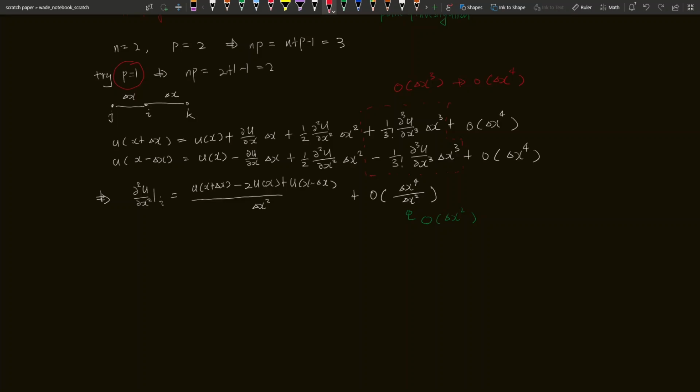So whenever we apply a uniform mesh in the space, and we are applying a central finite difference scheme, the obtained central scheme is always 1 order higher than expected.